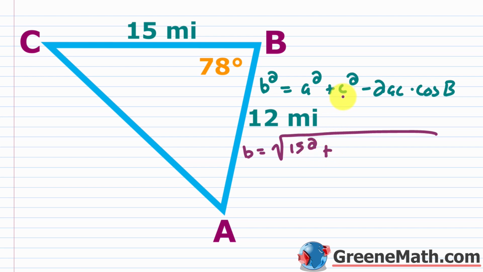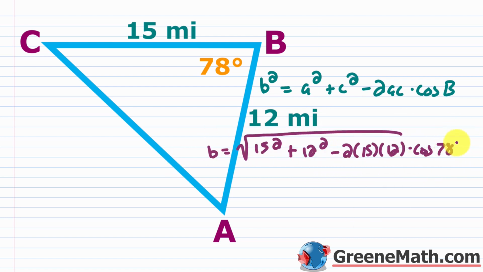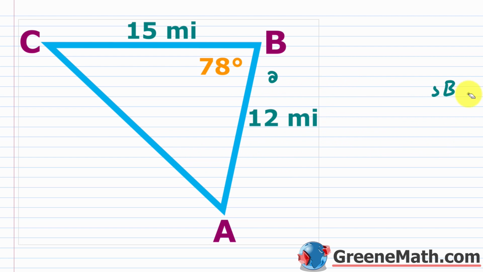And then plus for C, it's going to be 12, and that's going to be squared. And then minus 2 times 15 times 12, and then times the cosine of, for B, it's 78 degrees. Let me slide this down so it fits. So this is 78 degrees. Let's key this into the calculator, and I get about 17.2. So this would be about 17.2 miles.